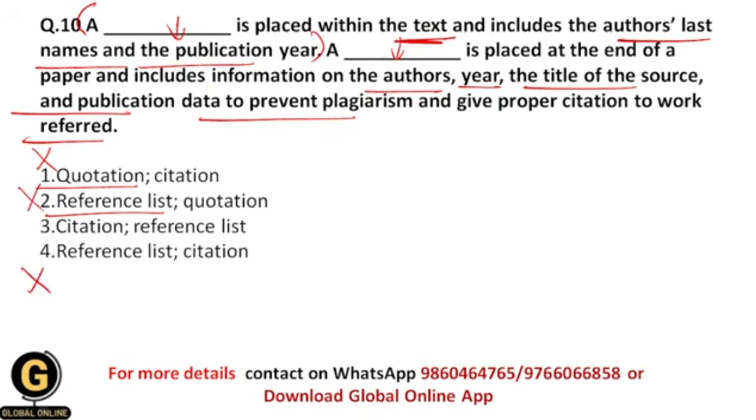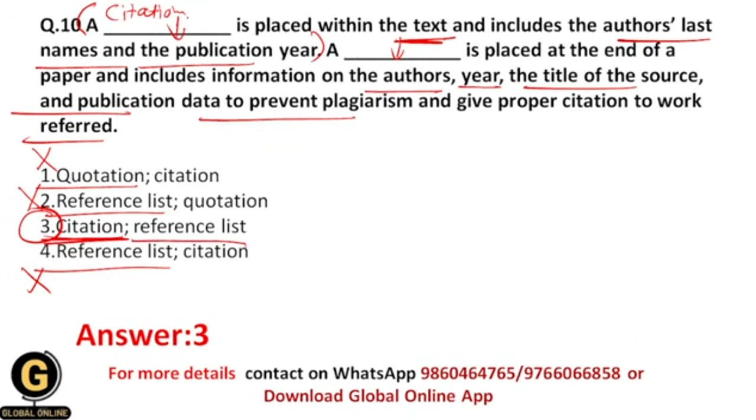And the fourth option gets eliminated because it is a reference list, and that's why the remaining option is 3. So it means that word will be citation. It is called citation, and obviously your remaining blank space word will be reference list, because a reference list includes a list of all the references. It does not include the name of only one reference. It includes the list of all the references, and that's why your correct answer should be 3.